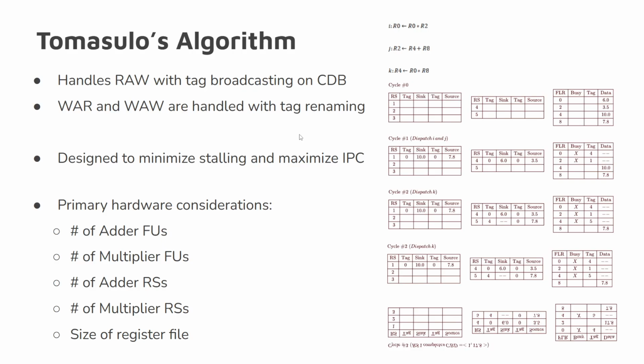So some background on Tomasulo's algorithm. It handles read after write with tag broadcasting on a central data bus. You always have to stall for read after write, but you want to be able to recover as quickly as possible, which is what the tag broadcasting does. Write after read and write after write can be handled with tag renaming, so you don't actually always have to stall for those, where scoreboarding might stall. So the algorithm is designed to minimize stalling and maximize the IPC.